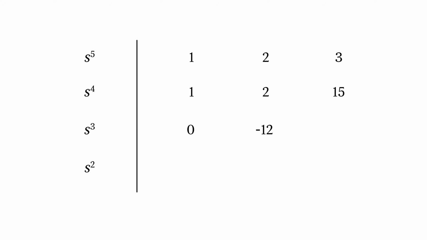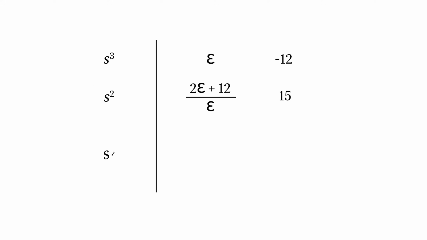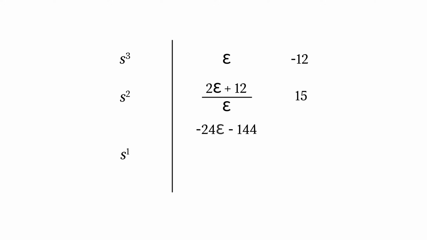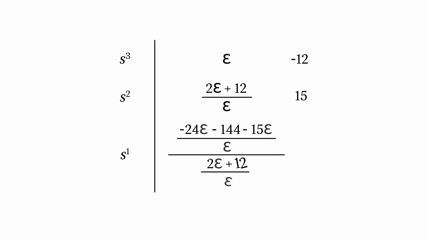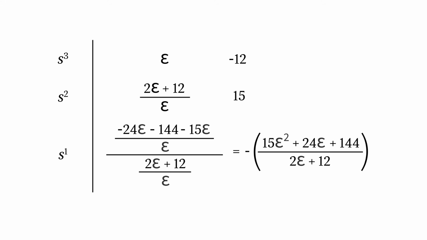So we replace the 0 at s³ with epsilon, which yields 2 times epsilon plus 12 over epsilon for s². It immediately gets messy for s to the 1 as we multiply 2 epsilon plus 12 over epsilon by -12. We then subtract epsilon times 15, and all of this over 2 epsilon plus 12 over epsilon. It's a bit of a stretch to say this is simple, but it does simplify to -15 times epsilon squared plus 24 times epsilon plus 144 over 2 epsilon plus 12.